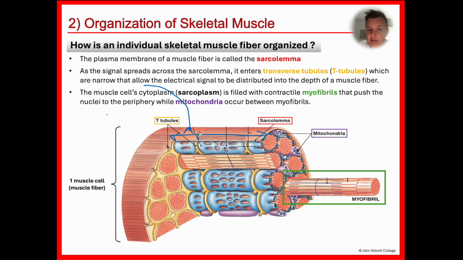The electrical signal will be propagated across here, and it will enter into what we call T tubules. Do you see over here these little pores, these little holes? These are the T tubules. So the electrical signals enter these little holes, and they get carried down these areas, and they could then trigger the inner myofibrils over here, over here, over here to contract as well, right?